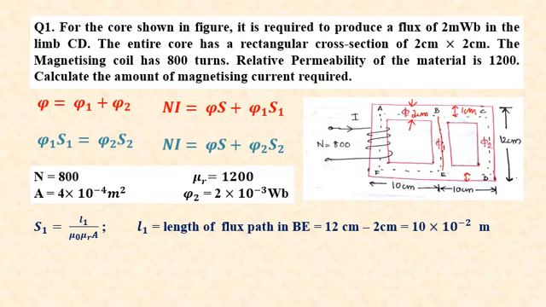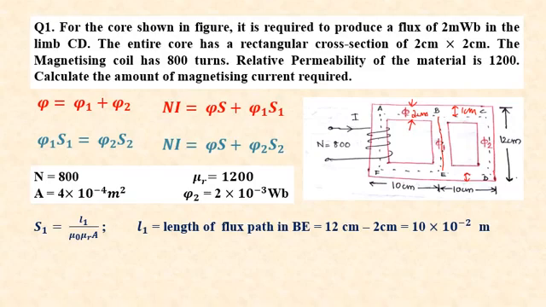Okay. Similarly, the small distance in the bottom portion will also be 1 centimeter. So total length L1 will be equal to 12 centimeter minus 2 centimeter, that is 10 into 10 raised to minus 2 meter.